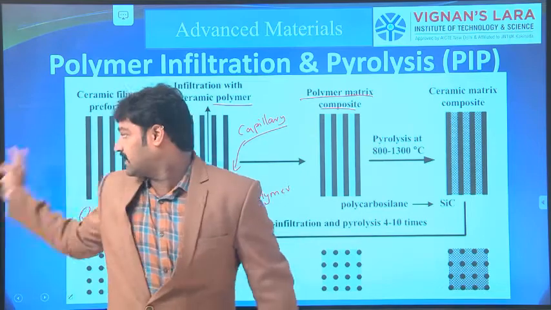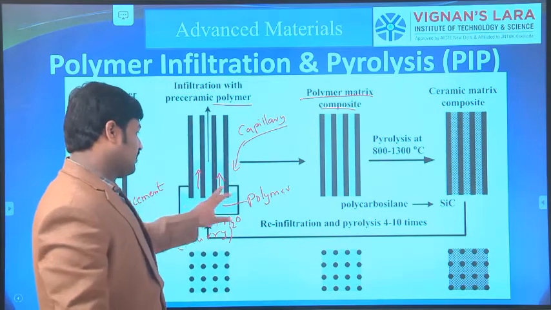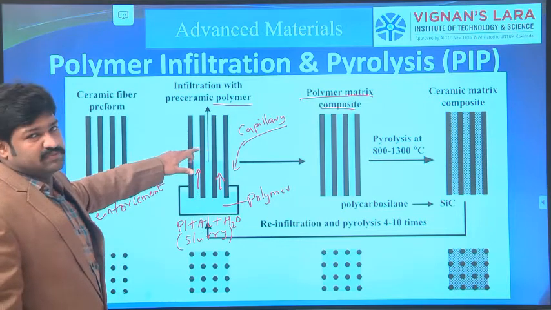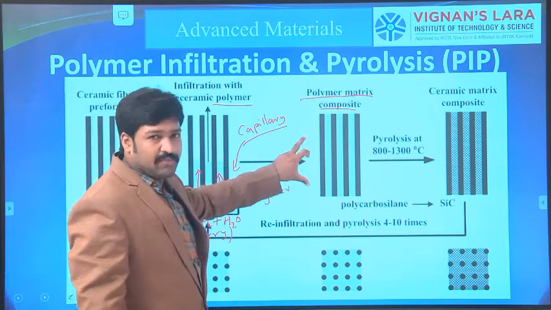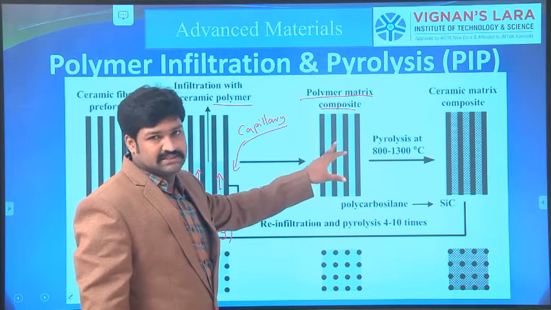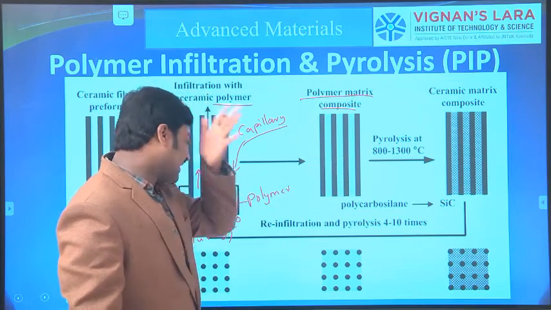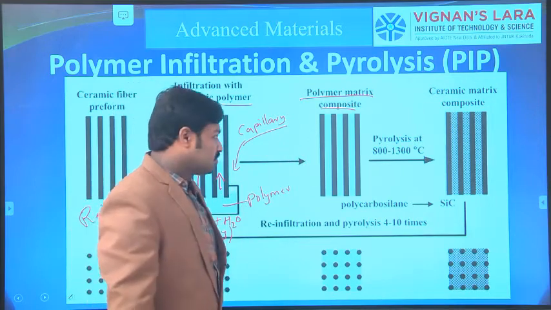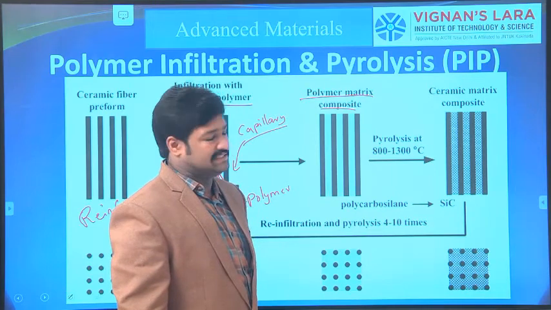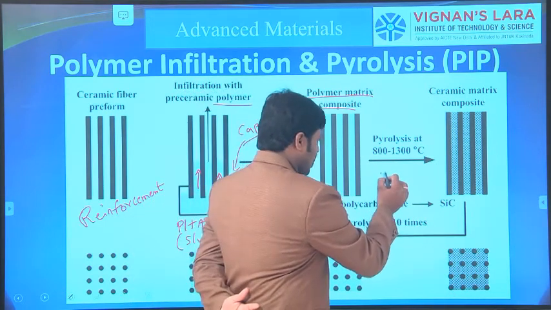Here the reinforcements are filled with polymer. As we discussed, the polymer is infiltrating into the reinforcement. Now here it is the polymer matrix composite. It consists of polymer and reinforcements, so polymer matrix and ceramic reinforcement. After that, we do the pyrolysis action. Pyrolysis means heating in the absence of oxygen.